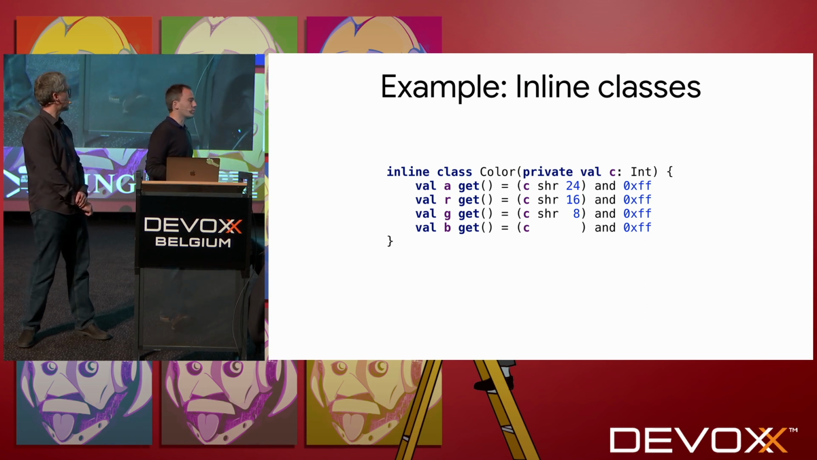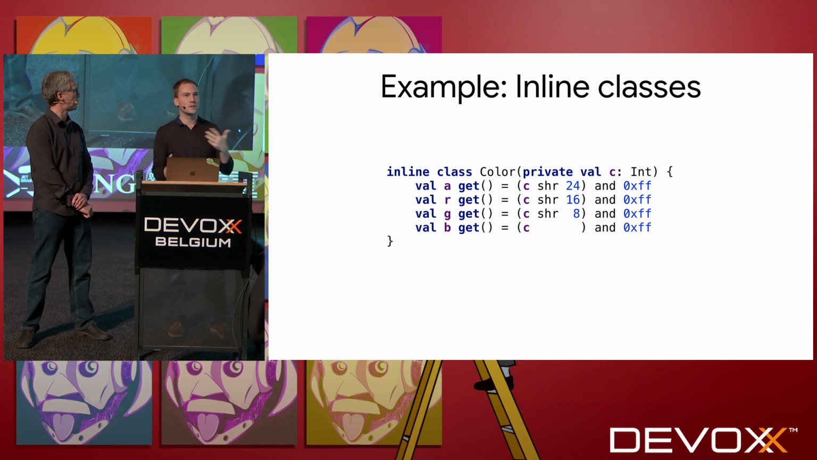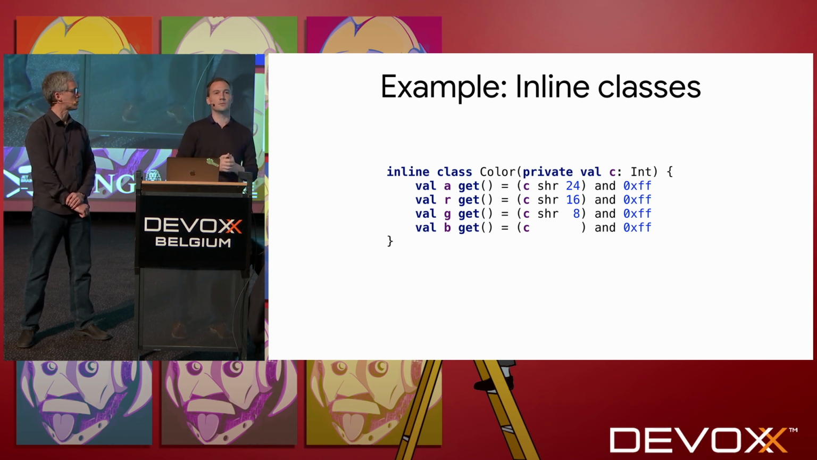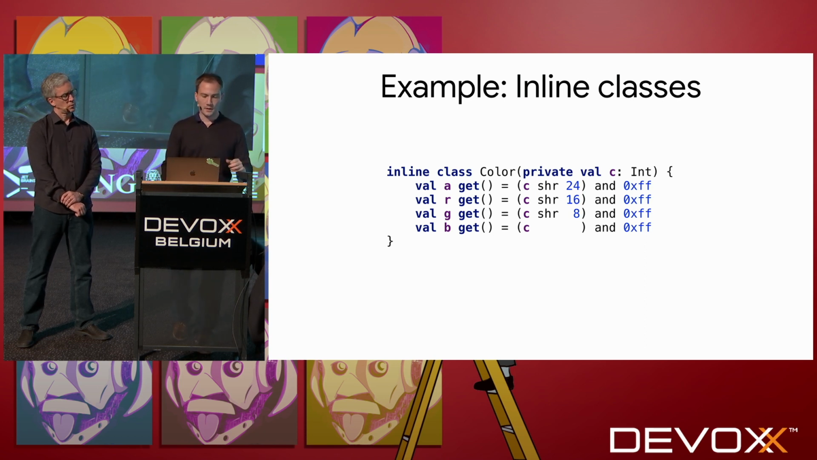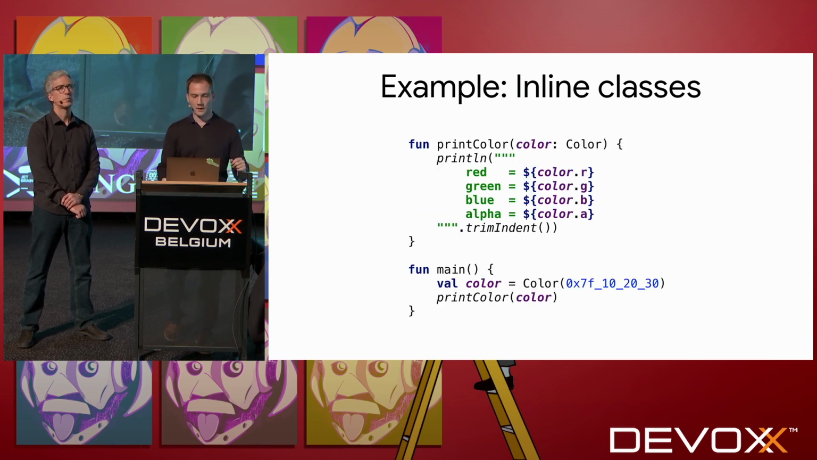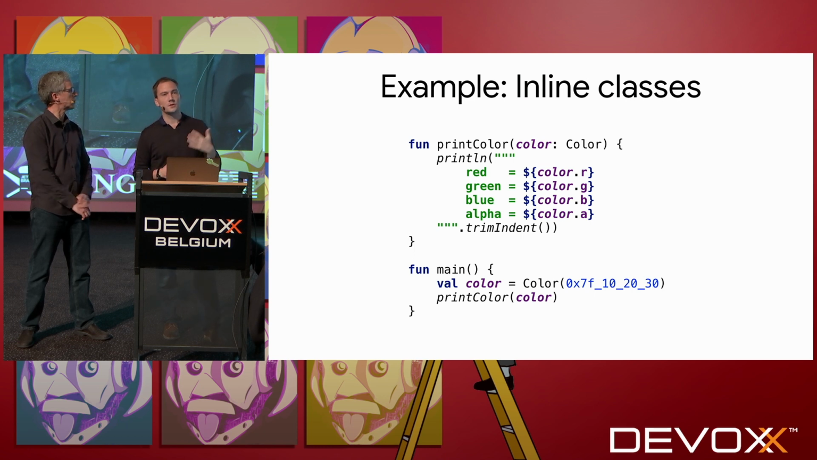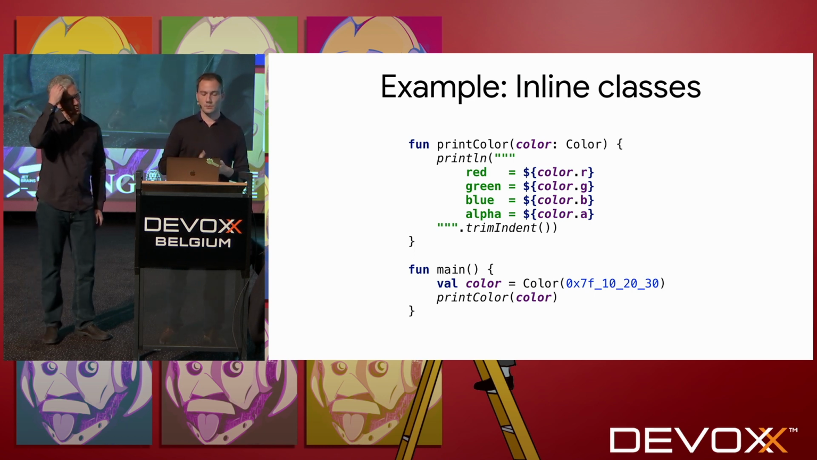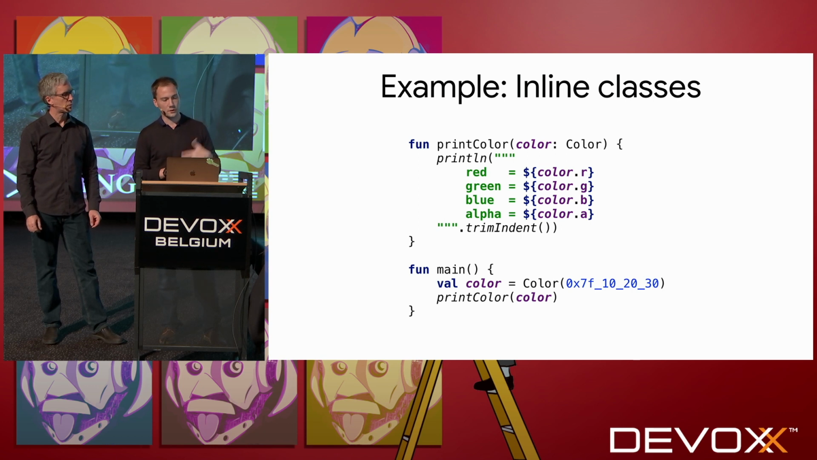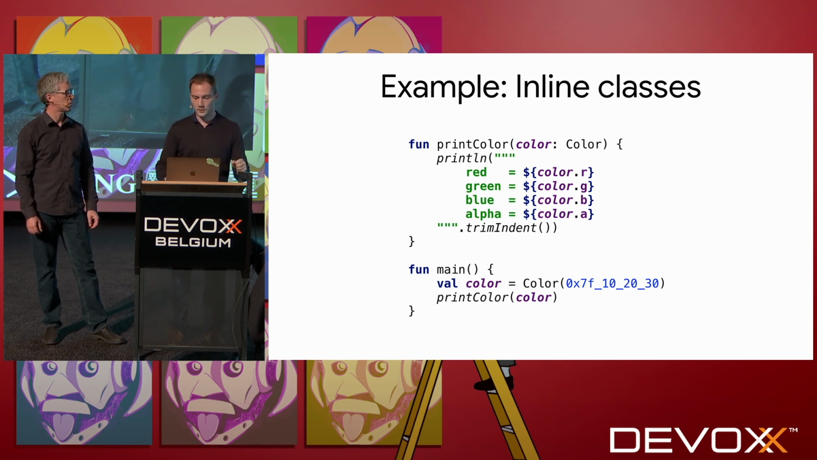I've also created several properties on that Color class that just shift and mask bytes, so I can extract the red, green, blue, and alpha channels of that color object. And then we're going to start using that new Color inline class in various ways and see what happens. So I created a printColor function that takes a Color instance, and then it just calls the different properties to access the red, green, blue, and alpha channels to print them in the console. Here at the bottom, you can see my main function where I create an instance of my Color class, and I just call the printColor function.